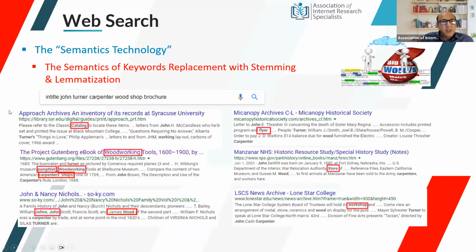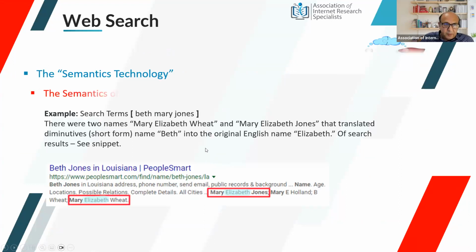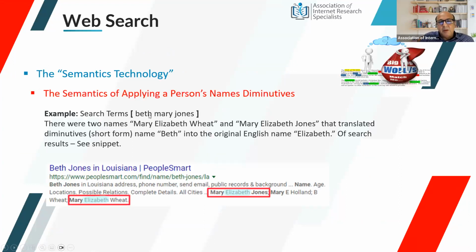We can put the wording John Turner within quotation marks and wood shop within quotes also. Anyway, we're not getting to that, but I'm just showing you some of the ways in which it can go wrong also. But stemming and lemmatization, within these red boundaries, you could see these words. Another example, Beth Mary Jones is the name. Beth, it would know automatically that it is a short form of a Christian name, Elizabeth. So it would just substitute it on its own. This is another example of semantics.